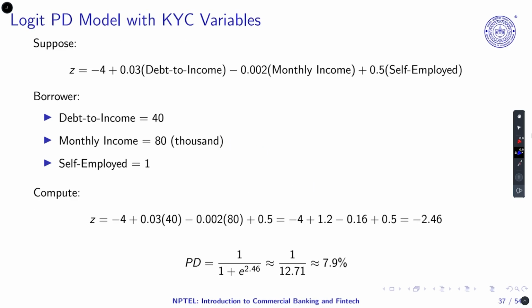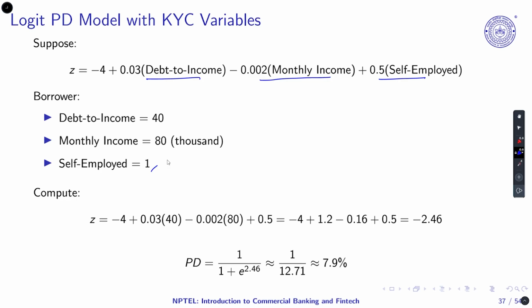So here you can see, suppose we estimate with the KYC variables. The intercept here comes out to be minus 4, debt to income is 0.03, monthly income is minus 0.02, and self employed is 0.5. For a borrower, debt to income is 40, monthly income is 80, and self employed is 1. So Z is equal to, we can put in those numbers.